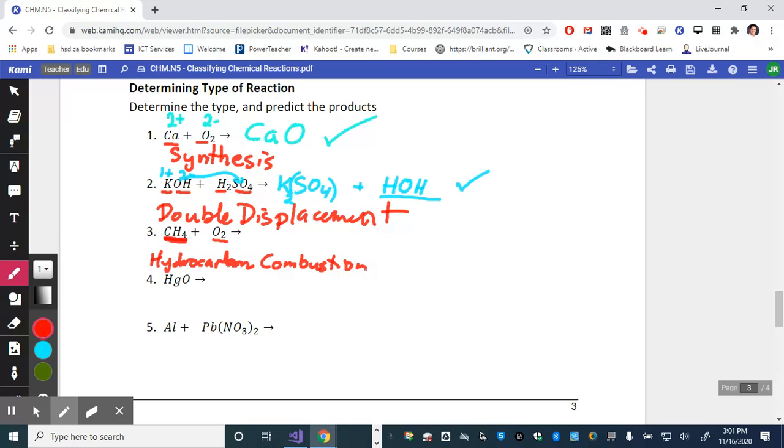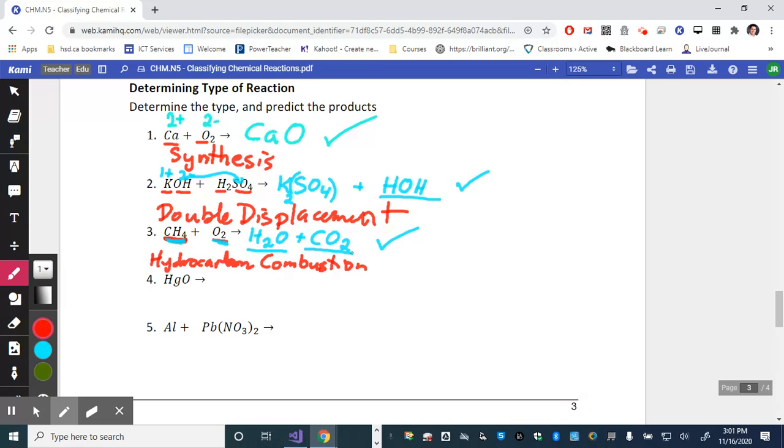And so if this is hydrocarbon combustion, then we know what the products are going to be. It's going to be H2O and CO2. How come? Look up at the notes. This is always the product of a hydrocarbon combustion reaction. And hydrocarbon combustion reactions are always a hydrocarbon, carbon and hydrogen, and O2, and they always produce water and CO2.